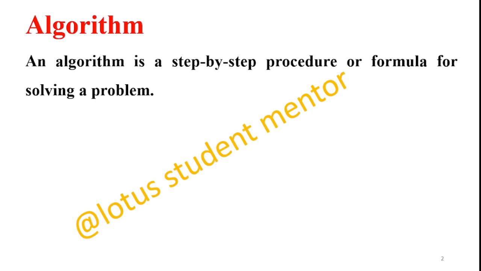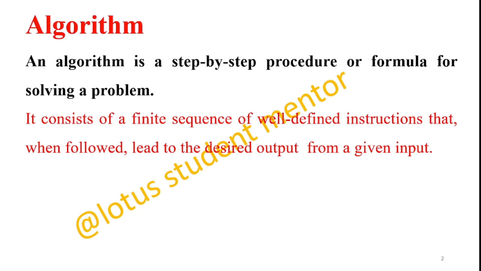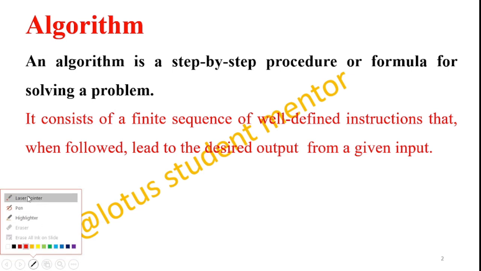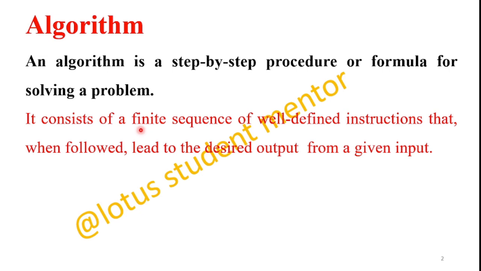Similarly, for every program, for every output, an algorithm is a step-by-step procedure or formula for solving a problem. What does it consist of? It consists of a finite set of instructions, or a finite sequence of well-defined instructions, which is very important. Finiteness is a characteristic of an algorithm. And then the output, the desired output or goal, for a given input. Input is also one of the characteristics.